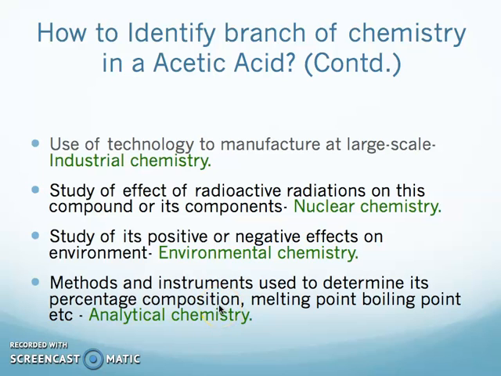So what the acidity or concentration of the acid is, percentage-wise, is something we have to find with a pH meter and some instruments. And then if you are interested in knowing its melting point, boiling point, etc., all of that we study under analytical chemistry. So that was all about one single compound, how to identify a branch of chemistry in a single compound, taking the example of acetic acid.